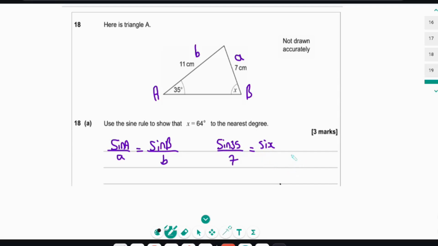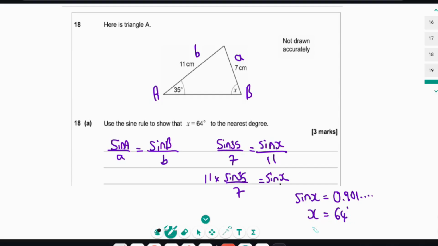Sine B over b, or sine x over 11. We just times both sides by 11 first to get sine x. So sine 35 divided by 7 times 11 is equal to 0.901. Sine to the minus 1 on both sides reverses the sine. Sine to the minus 1 of the answer gives us 64 degrees.